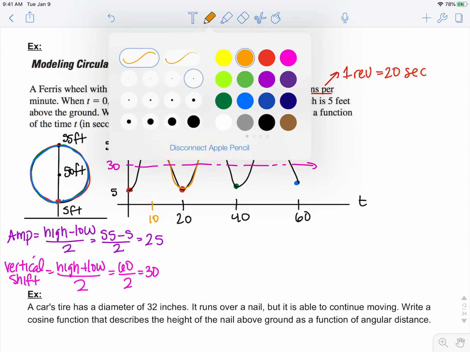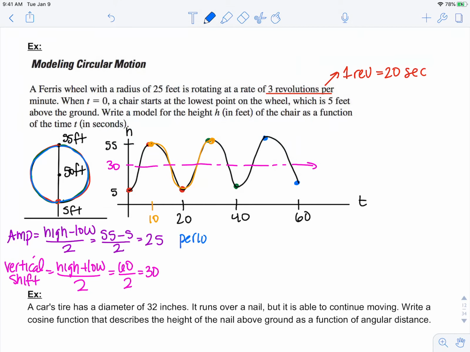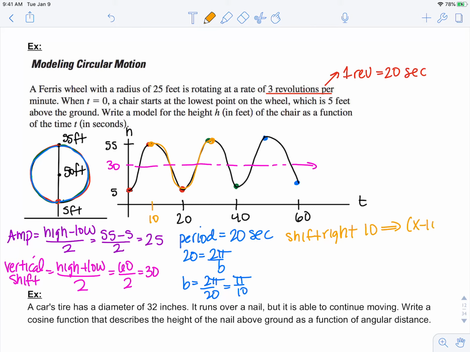Now, my period, all right? We already know our period is 20 seconds. So 20 equals 2 pi over b. So b equals 2 pi over 20, which is pi over 10. And if I'm starting at 10, I shift right 10. So that means we're going to be subtracting 10, not from x, from t.